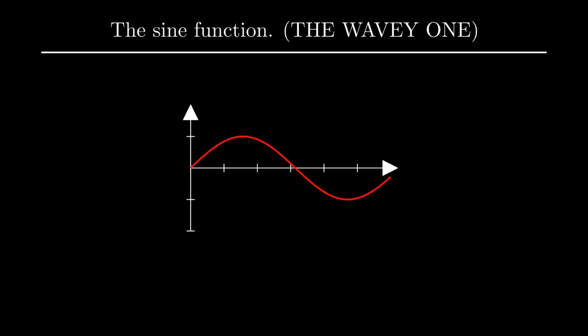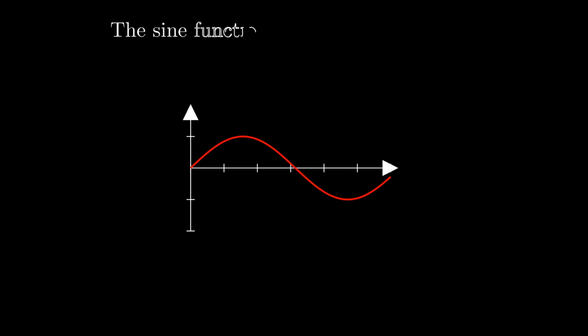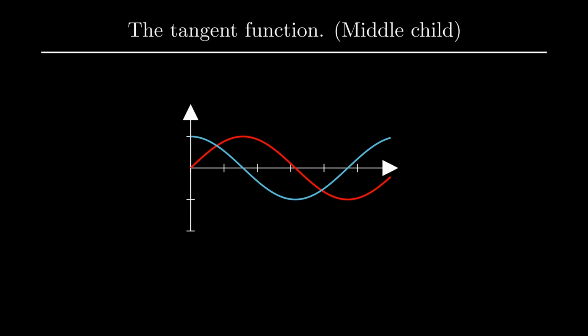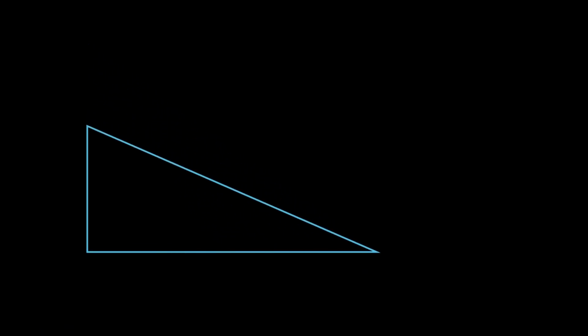Alright, so we have three main functions in trigonometry. Sine, basically the wavy one, cosine, the other wavy one, and finally tangent, the middle child. But before we can even begin to understand what those functions are and what they do, we need to understand what they're based on. All trigonometry functions are used in the context of triangles. Crazy, right? Trig, triangle, oh, that's crazy.